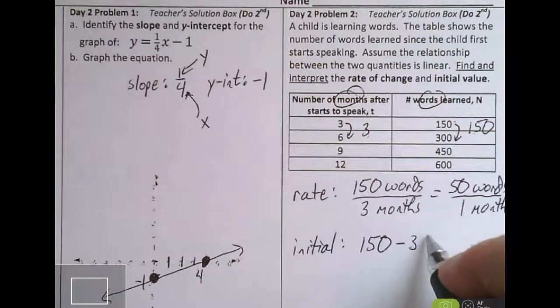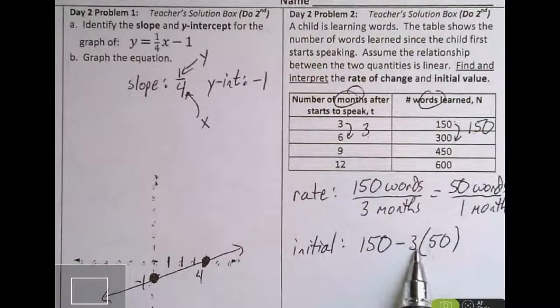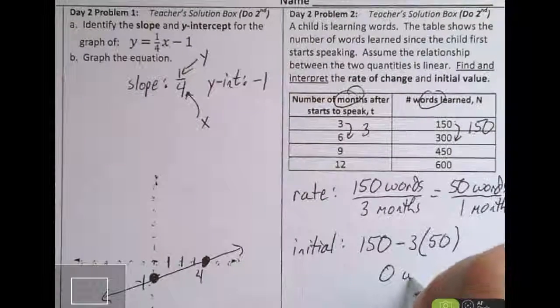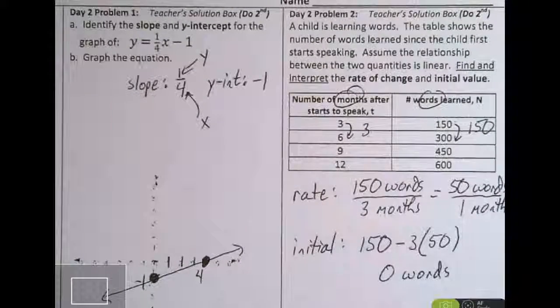Subtract 3 months worth of 50 words per month. 3 times 50 is 150. 150 take away 150 is 0 words. The child initially learned or knew 0 words and then began to learn 50 words per month.